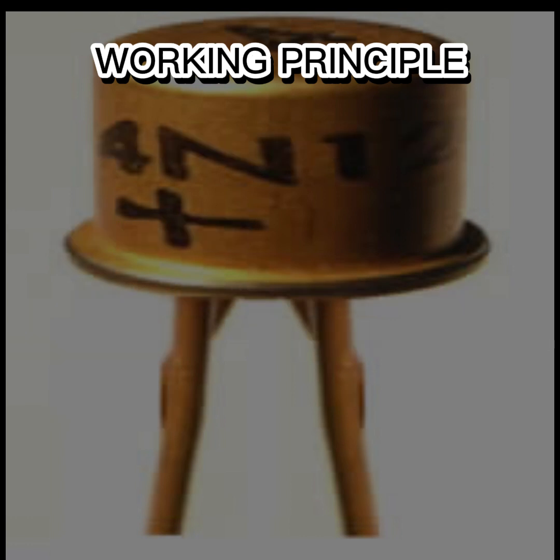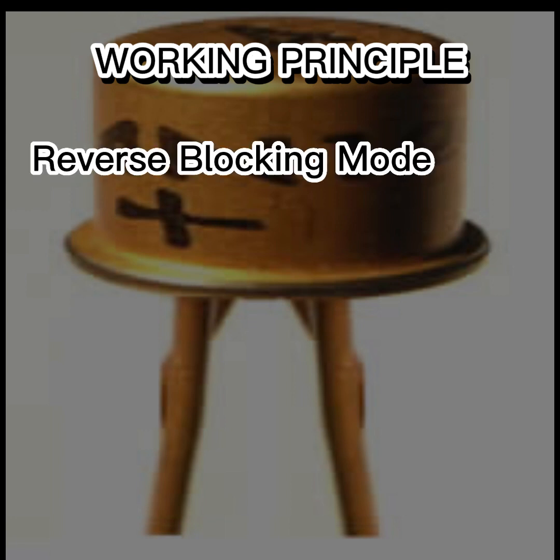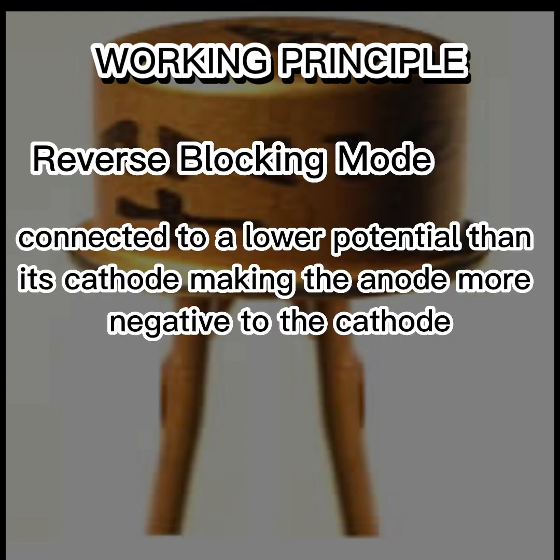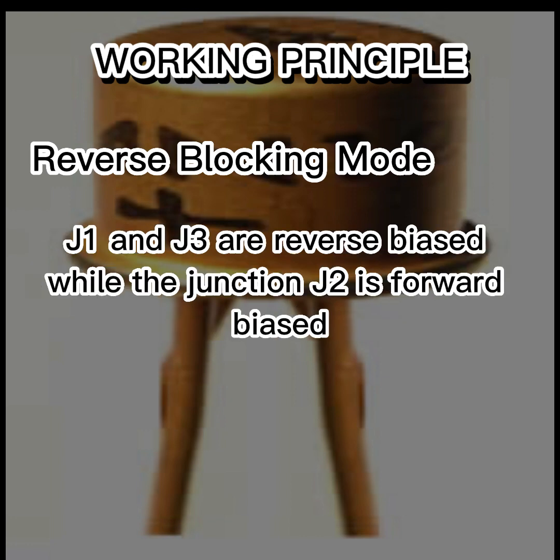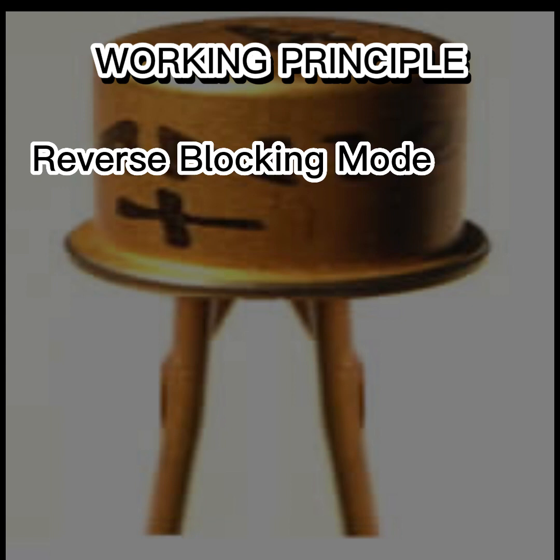Reverse blocking mode. In reverse bias, the anode of the Shockley diode is connected to a lower potential than its cathode, making the anode more negative to the cathode. The junctions J1 and J3 are reverse biased while the junction J2 is forward biased. This mode is called reverse blocking mode.